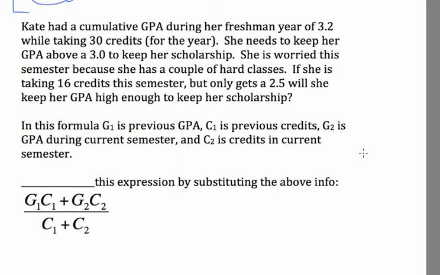Let's read through this problem. Kate had a cumulative GPA her freshman year of 3.2 while taking 30 credits. She needs to keep her GPA above 3.0 to keep her scholarship, so she was good for last year. She is worried this semester because she has a couple of hard classes. If she is taking 16 credits this semester, but only gets a 2.5, will she keep her GPA high enough to keep her scholarship? In this formula, G1 is previous GPA, so that would be like the freshman GPA.